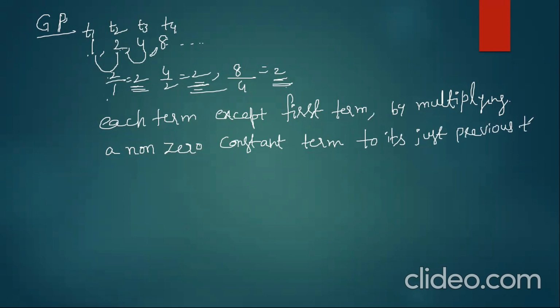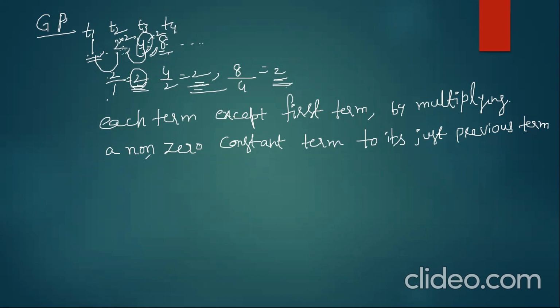What is the meaning? You observe. In the total sequence, starting from the second term, except this first term, by multiplying a non-zero constant, say I am multiplying by the non-zero constant 2, with its previous term: 1 into 2 is 2, 2 into 2 is 4, with its previous term you are getting this term. 4 into 2 is 8, like that.